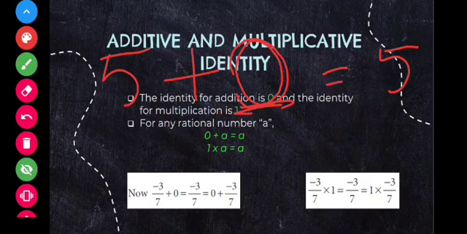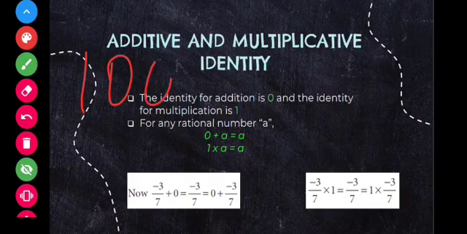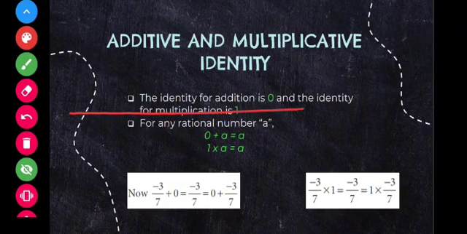Okay, so in the same way you can take any number. Let's say you take 10, you take 100. 100 plus 0 will give you 100 again. Okay, so you can take any number and then you can add 0 to the number, you get the same number. That 0 is called as additive identity.